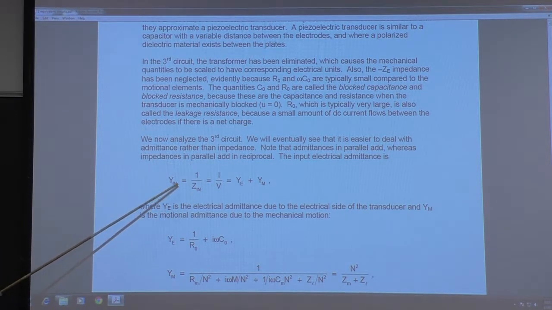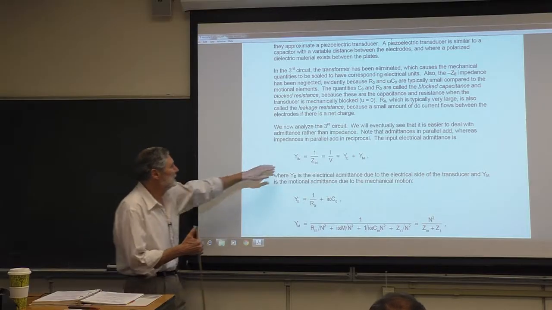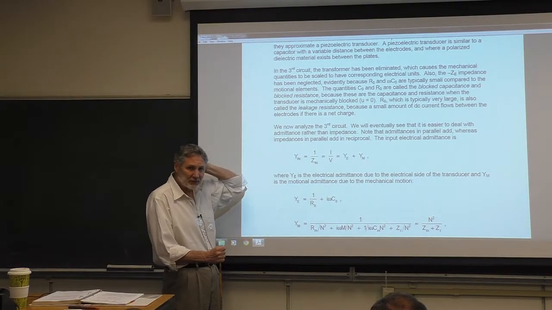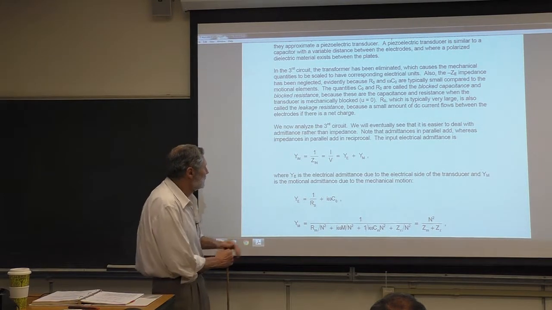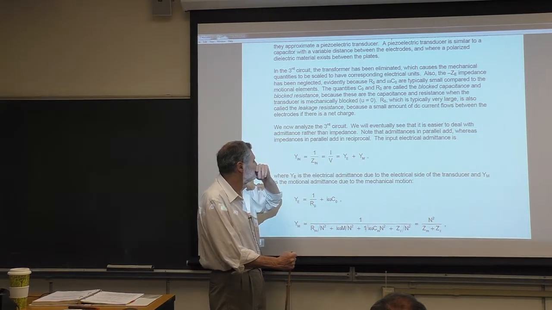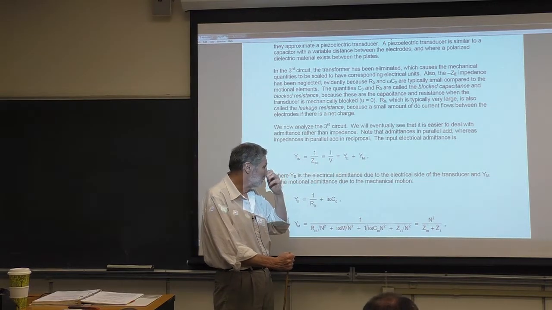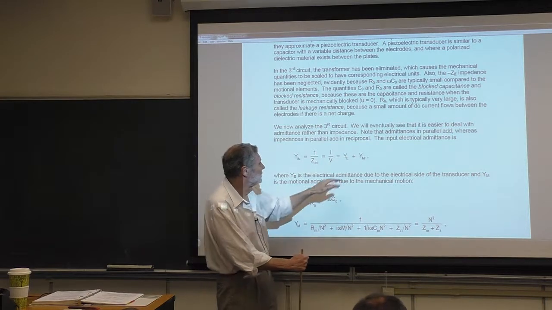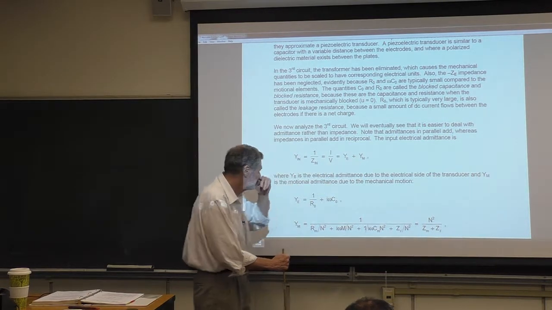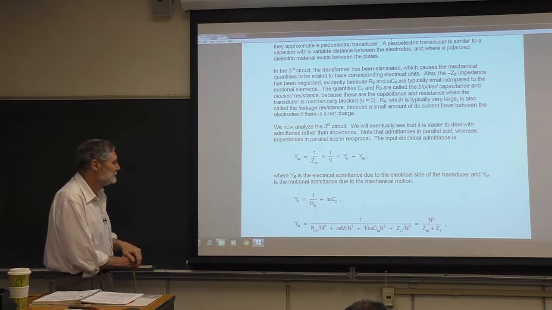Remember, the admittance is just 1 over the impedance. Okay, so this is the input. We're going to look at the input electrical admittance. There'll be a purely electrical part that occurs when you mechanically block the system. And then due to the mechanical motion, there'll be this motional admittance.